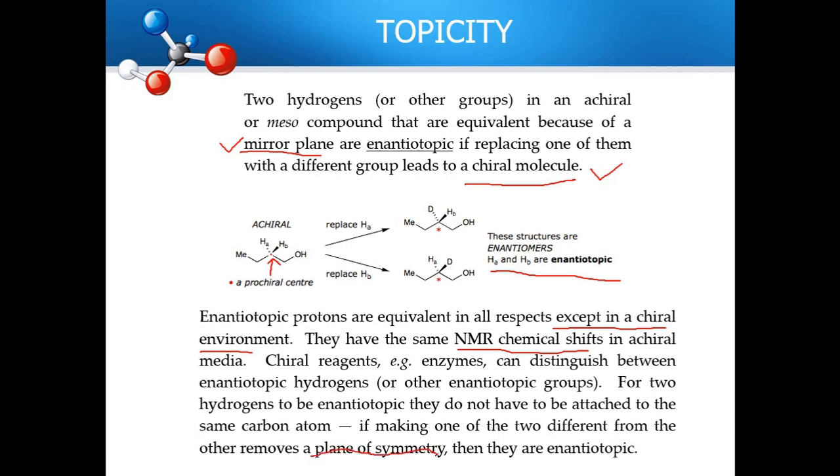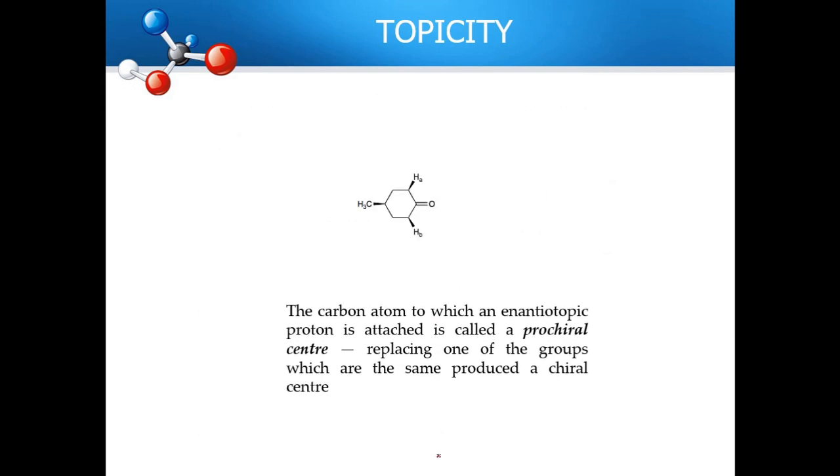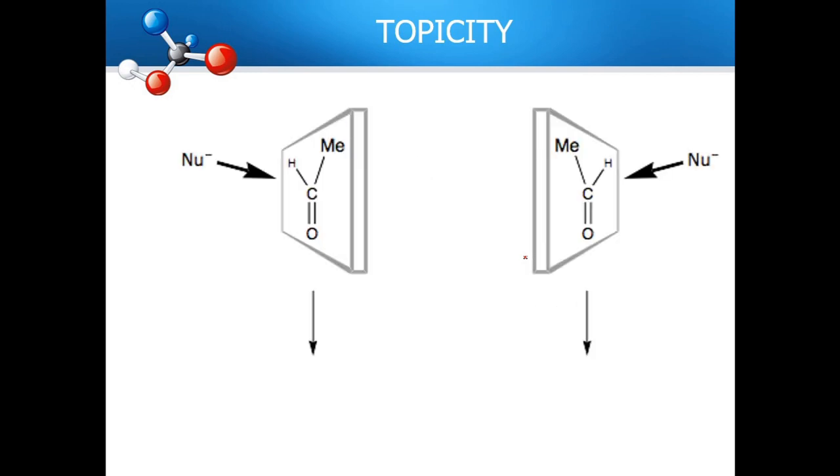So when any of the hydrogens are replaced, and if the plane of symmetry is removed in the molecule, then we can identify those hydrogens as enantiotopic in nature. Let us take this particular molecule. The carbon atom to which an enantiotopic proton is attached is called a prochiral carbon or a prochiral center. Replacing one of the groups which are the same produces a chiral center.